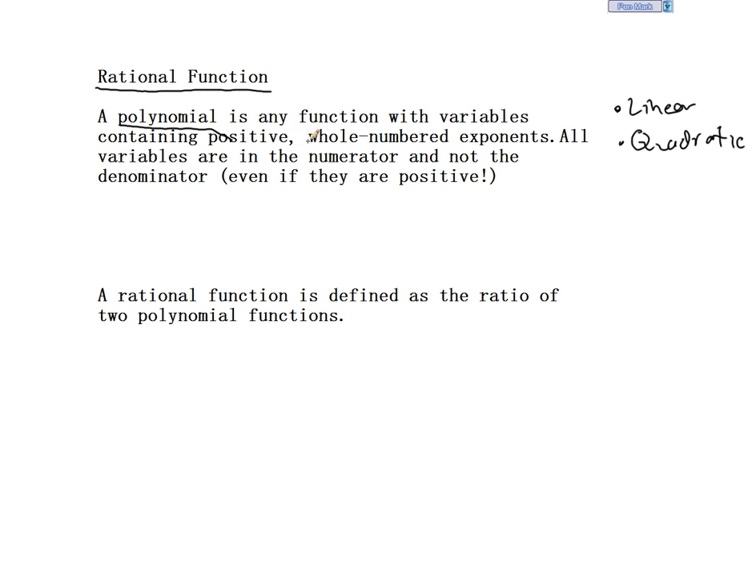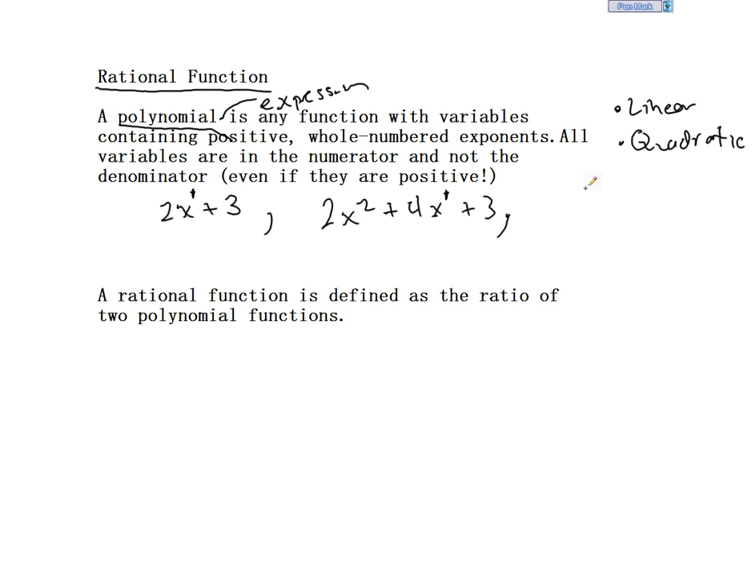A polynomial is any function with variables containing positive, whole-numbered exponents. All variables are in the numerator and not the denominator. So in other words, a polynomial expression is this thing. For example, if you have an expression that's 2x plus 3, which is a linear function, well, the exponent on x is 1, which is both positive and whole-numbered, and it occurs in the numerator. Same thing with 2x squared plus 4x plus 3. Anywhere where there's a variable, the power of the variable is a positive whole number.